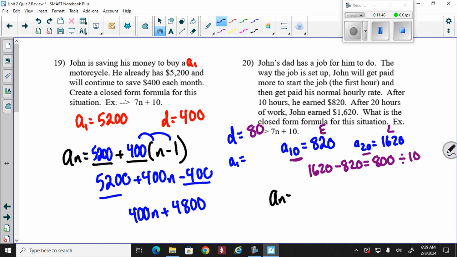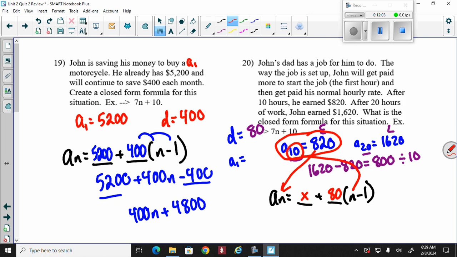So A of n is equal to something plus something. And we have done this so many times, guys. Y'all should know exactly what I'm doing even before I do it. So my common difference is 80. I'm looking for my first term. I'm just going to choose this information because it's the smallest of the two. I'm going to take 10, plug it right there. So 820 is equal to x plus 80 times 10 minus 1.